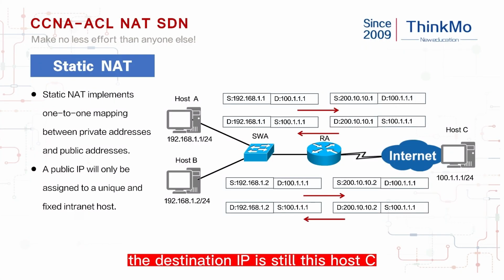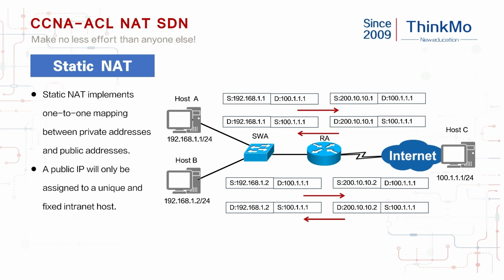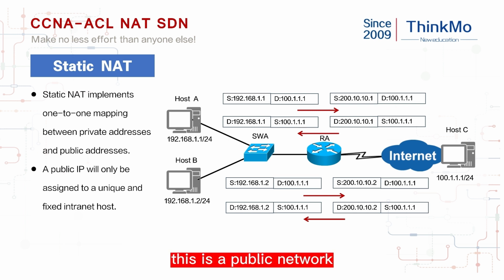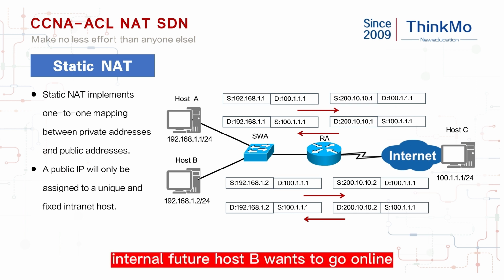The destination IP is still this host C. That is the address. But the source IP was changed to 200.10.10.1. This is a public network. Internal host B wants to go online.